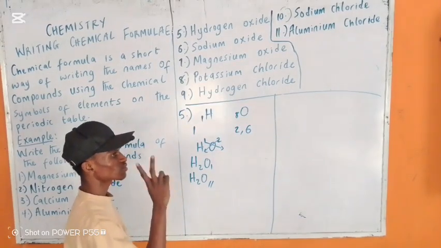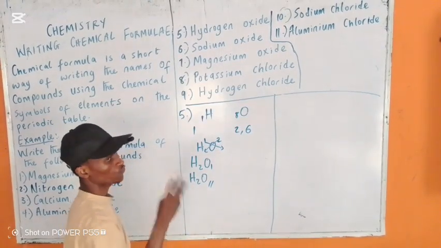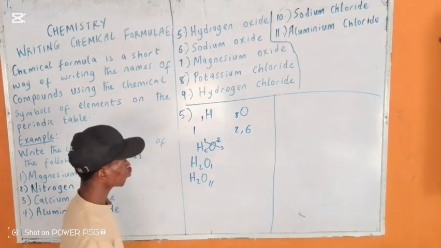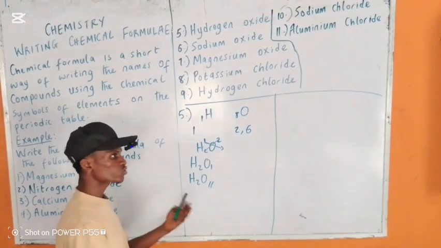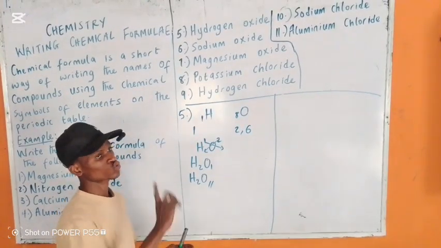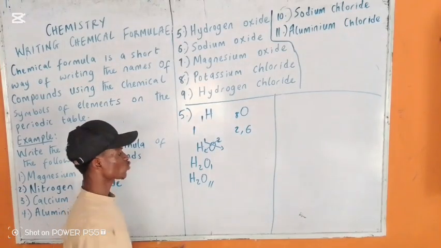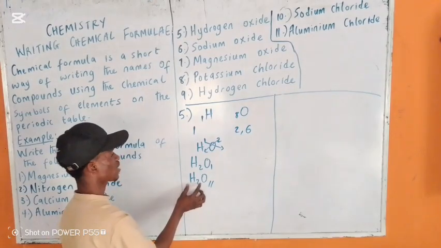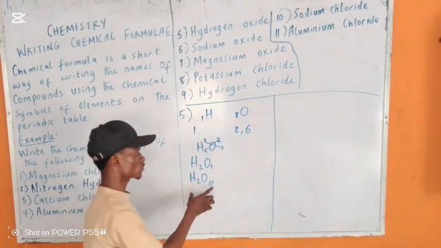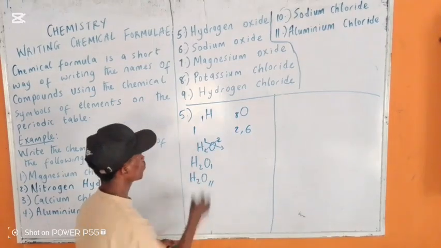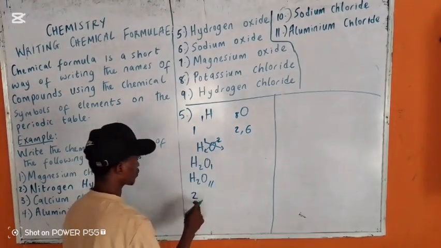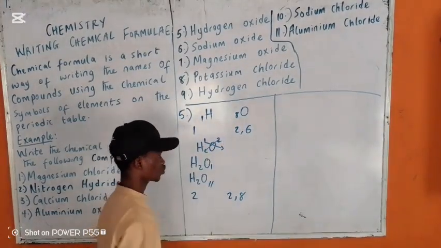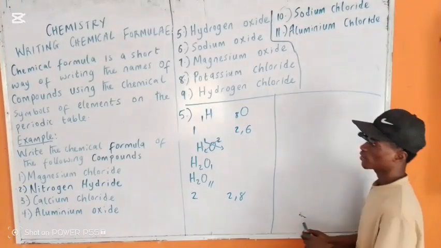Mono is 1, di is 2, tri 3, 4 is what? Tetra, over 5. 5 is what? Penta. So we don't need to put that monoxide in most cases when it comes to just 1. So better still just call it dihydrogen oxide, or better still hydrogen oxide. So this is for number 5. If hydrogen gains 1, we have 2 here, which is now stable. If oxygen gains 2 here, we have 2, 8, which is now stable. That is for number 5.